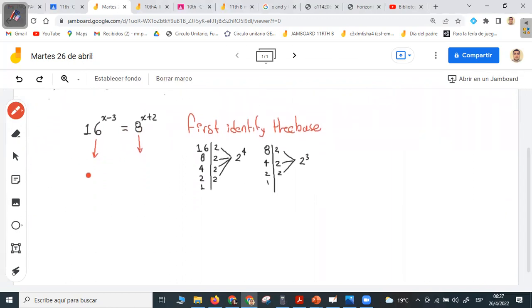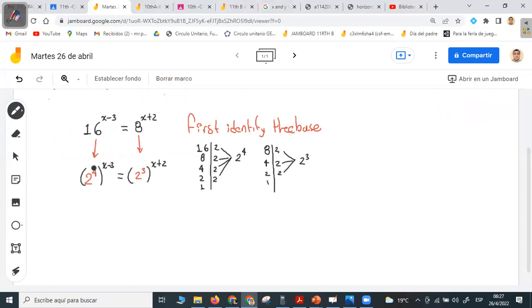Instead of working with 16, we're going to work with 2 to the power of 4. And of course, this is still raised to the power of x minus 3, because the exercise is 16 to the power of x minus 3. But 16 is 2 to the power of 4. Something similar for the other one. In this case, we have that 8 is 2 to the power of 3. So immediately we're going to have, instead of 8 to the power of x plus 2, 2 to the power of 3 to the power of x plus 2.